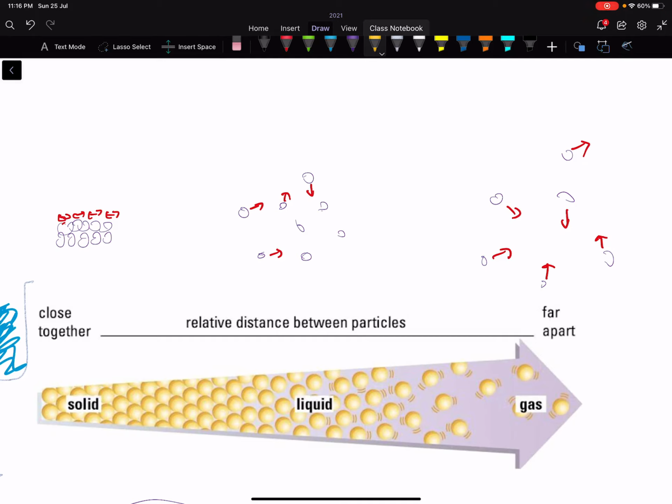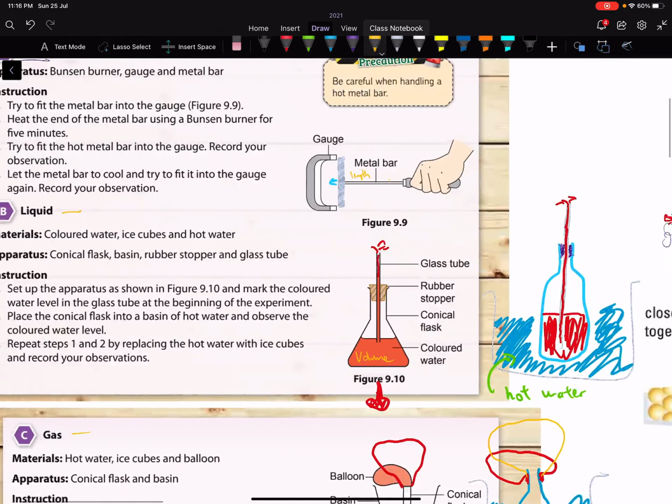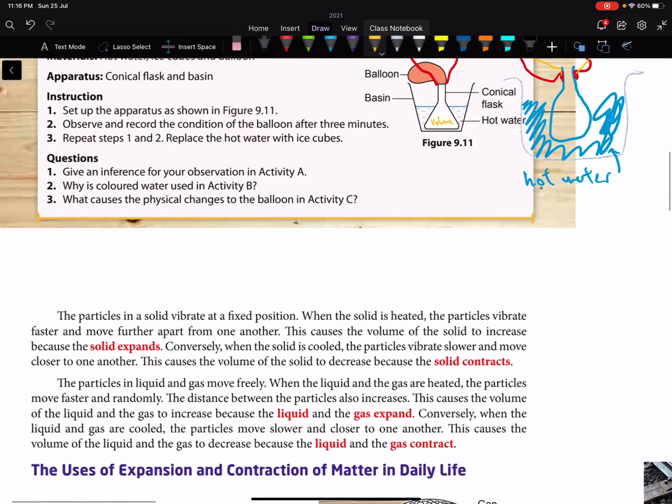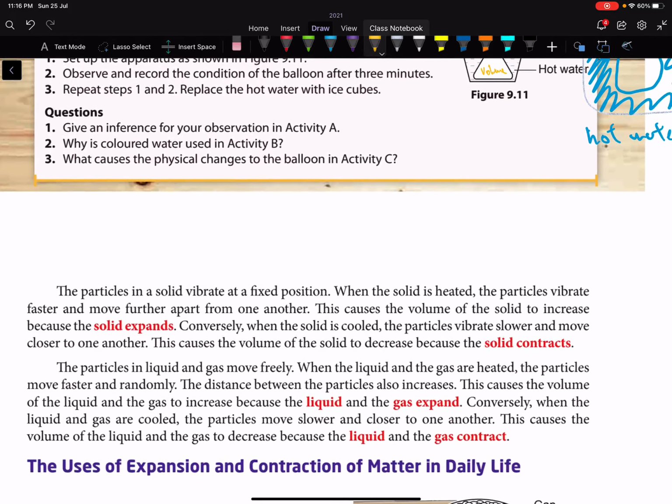Remember how we talked about the particles vibrating in a fixed position in a solid, whereas in gas and liquid they move freely? When a solid is heated, the particles vibrate faster and move further apart from one another. They were in a fixed position, but when you heat it up, they vibrate further. This causes the volume of the solid to increase because the solid expands. Conversely, when the solid is cooled, the particles vibrate slower and move closer to one another.